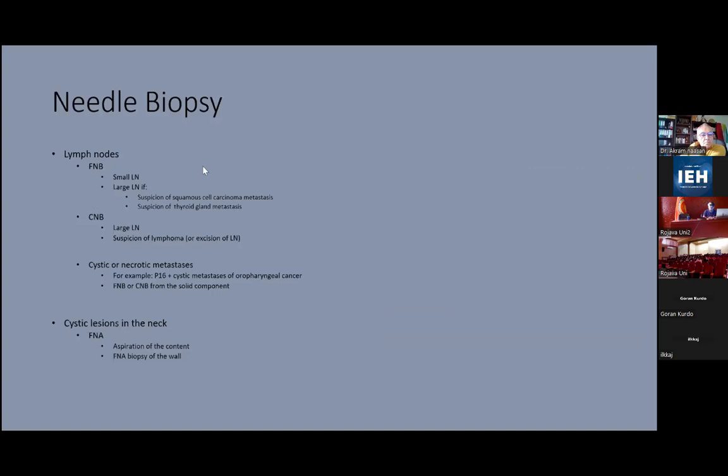If you have a lymph node with cystic or necrotic metastasis, as for example in P16 positive cystic metastasis of oropharyngeal cancer, we will take either fine needle biopsy or core needle biopsy from the solid component or the periphery of the lymph node. In cystic lesions of the neck, we will take fine needle biopsy, aspiration of the content, or biopsy of the wall.